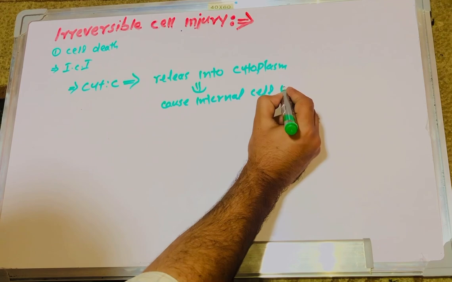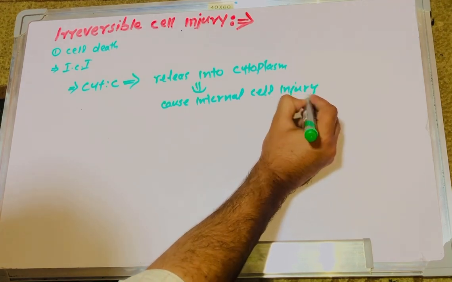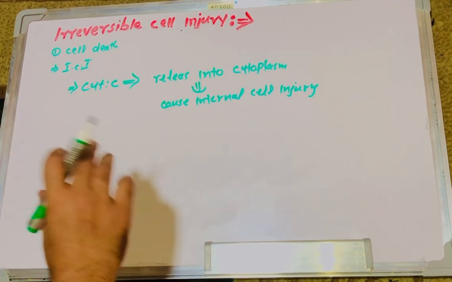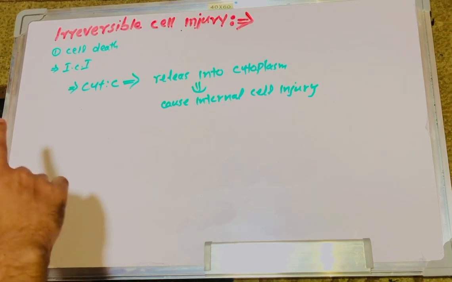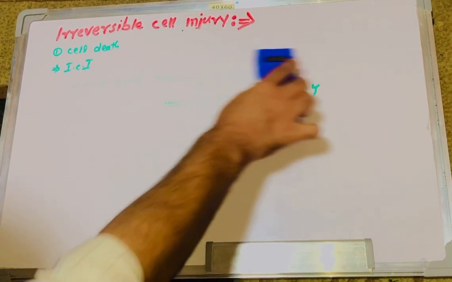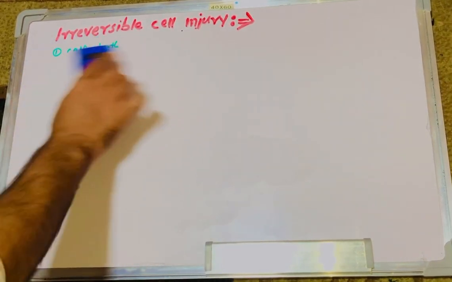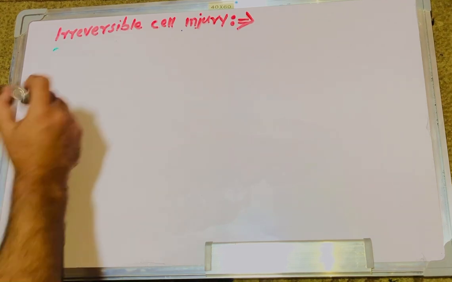So two things happen in the membrane dysfunction of the mitochondria. Number one, membrane potential is lost due to the permeability pores produced in the mitochondrial membrane, and number two, cytochrome C is released into the cytoplasm, which causes irreversible cell injury.